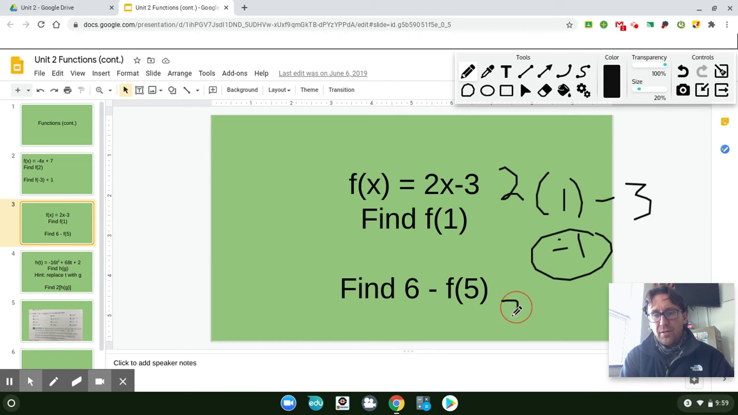So we have 2 times 5 minus 3. So 2 times 5 is 10, minus 3 is 7. And then you got to do 6 minus 7 because it's in order. It says 6 minus that. So it's not 7 minus 6, it's 6 minus 7. So your answer is -1 for that one.